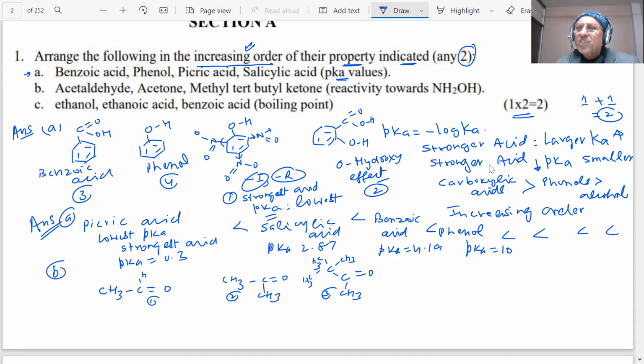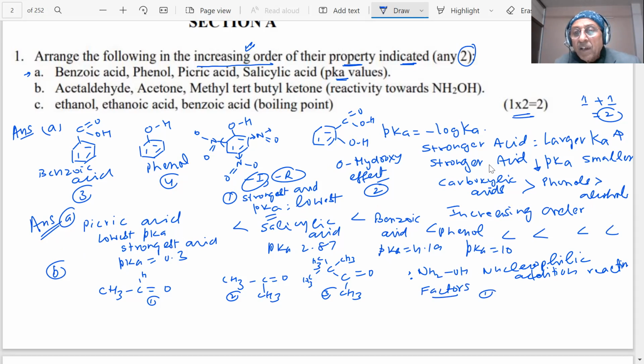Reactivity towards hydroxylamine, student. What type of reaction is this? You know, NH2OH, these are examples of nucleophilic addition reaction. Nucleophilic addition reaction, students. You have studied the most important reaction of carbonyl compound is nucleophilic addition. The factors, what are the factors which will affect the reactivity? There are electronic factors and steric factors. Electronic and steric factors always. You are clear of that?